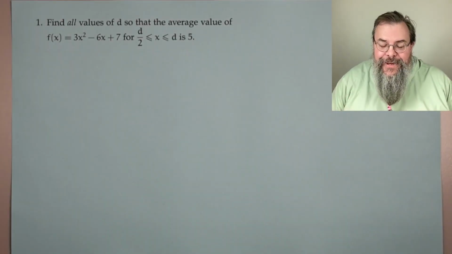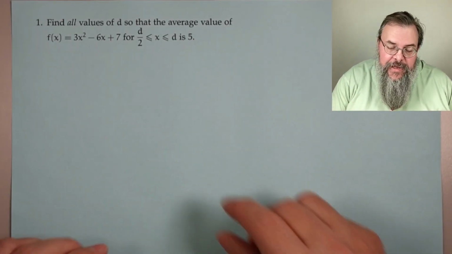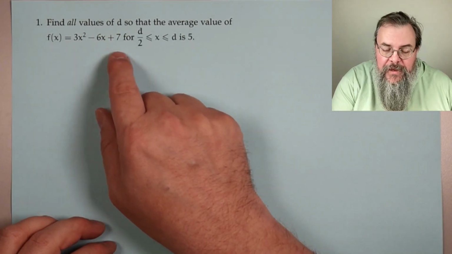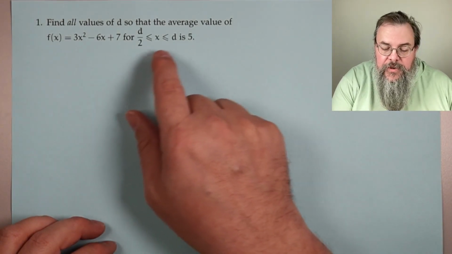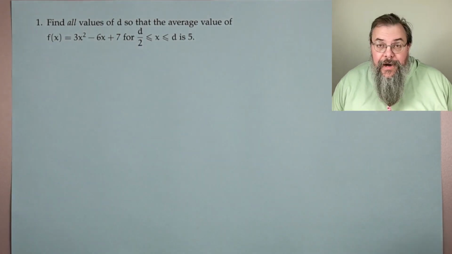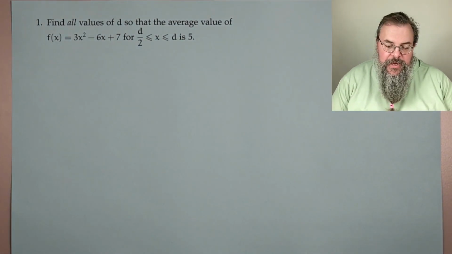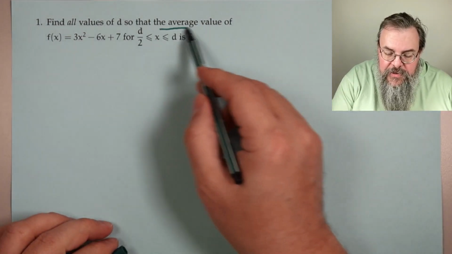Find all values of d so that the average value of the function 3x squared minus 6x plus 7 for x between d over 2 and d is 5. All right, good. Now let's start with making sure we understand what the average value is.